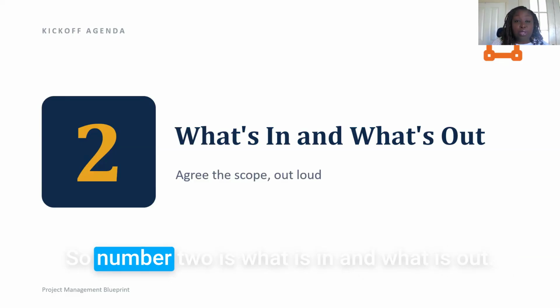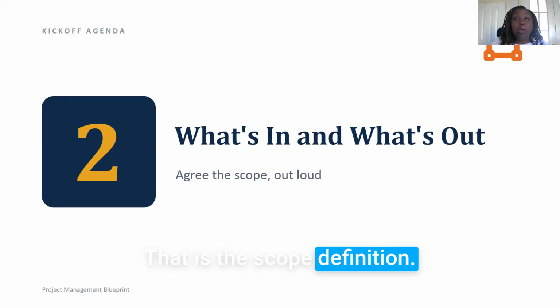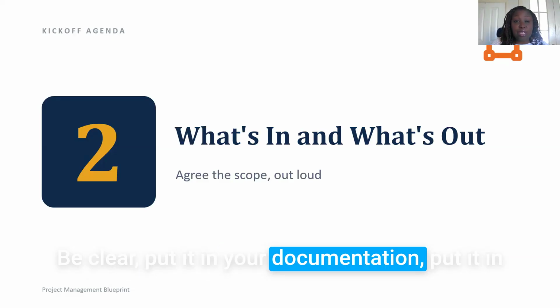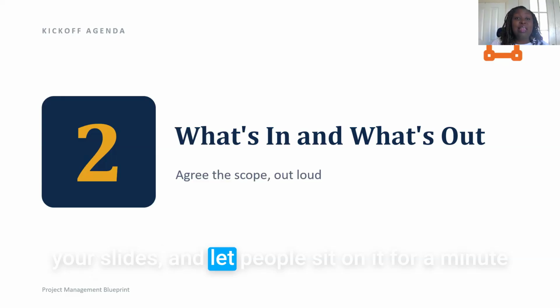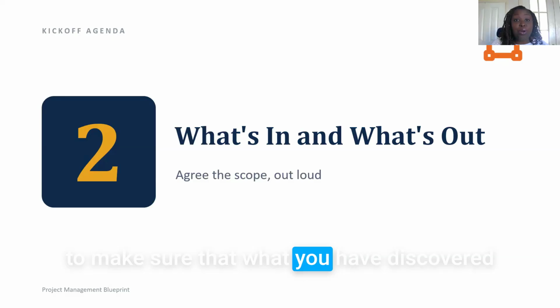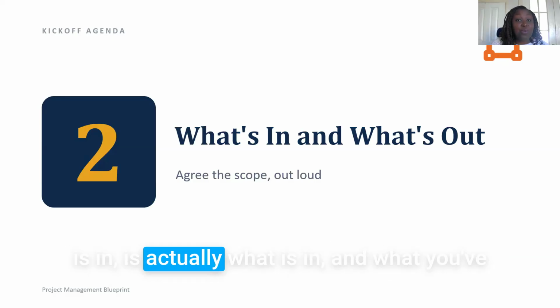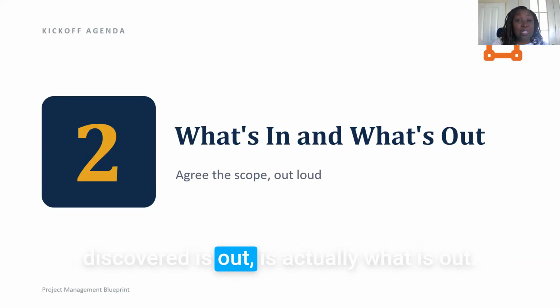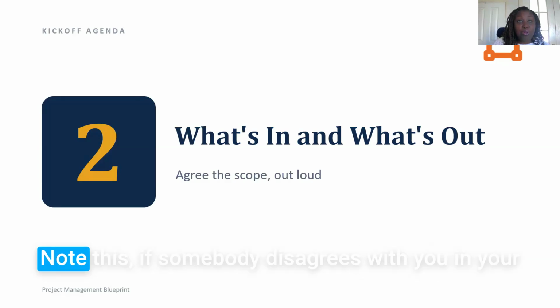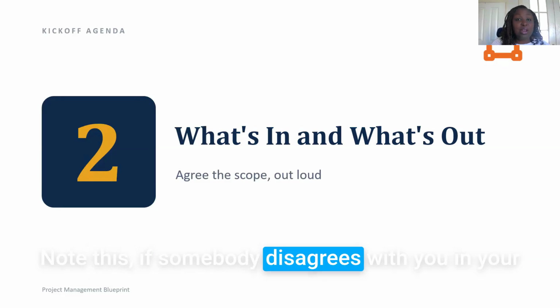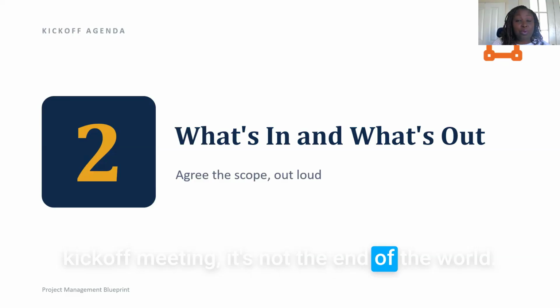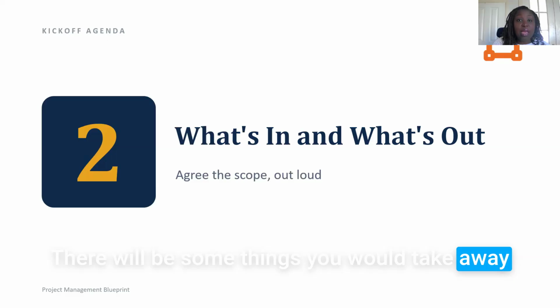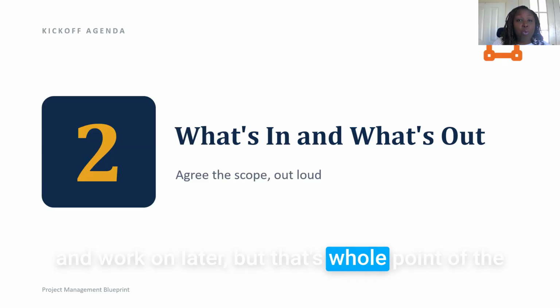So, number 2 is what is in and what is out. That is the scope definition. Be clear, put it in your documentation, put it in your slides, and let people sit on it for a minute to make sure that what you have discovered is in is actually in, and what you've discovered is out is actually out. Note this: if somebody disagrees with you in your kickoff meeting, it's not the end of the world. That's why you're having it. There will be some things you take away and work on later, but that's the whole point of the conversation.